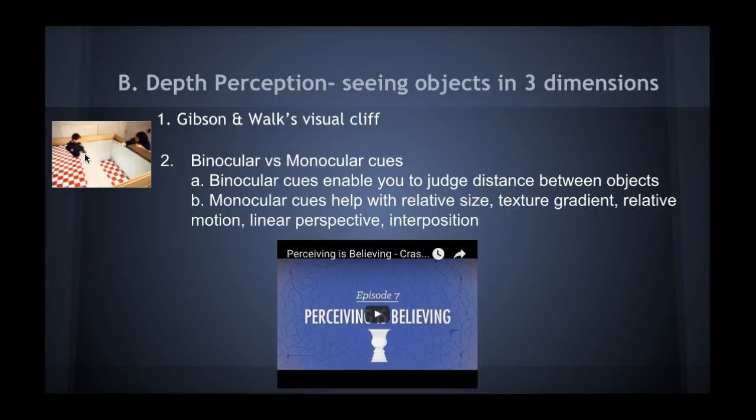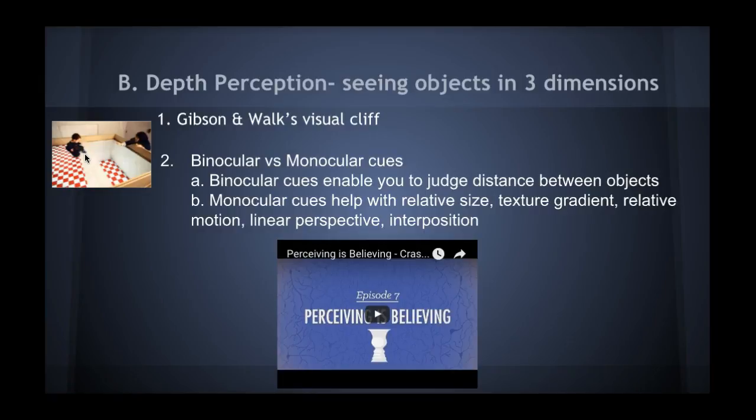But monocular cues will help us with relative size, texture gradient, relative motion, linear perspective, and interposition. So relative size is this idea that we will recognize that things that are closer to us are going to appear larger, and those things that are further away from us are going to appear smaller, which also relates to relative motion. As you're watching a car, for example, and I'm looking out the window, as the car comes closer to me, the car is generally getting bigger on my retina. That's telling me that the relative motion of the car is coming towards me, versus a car that's going away from me is going to be relatively getting smaller as it goes off into the distance.